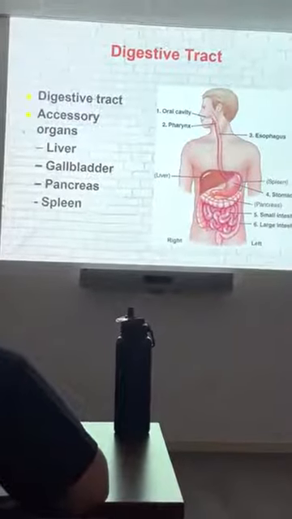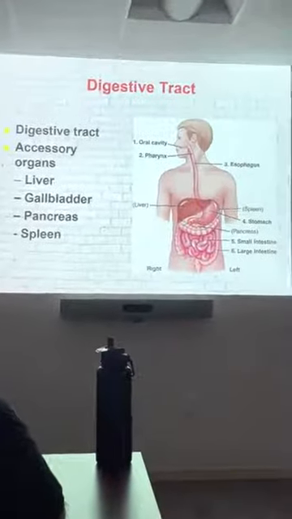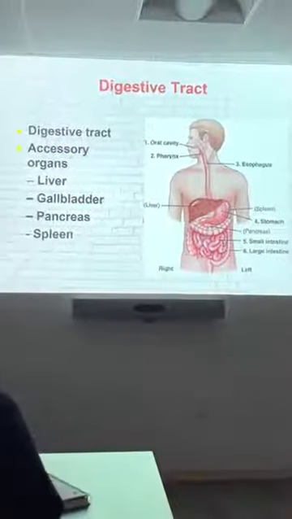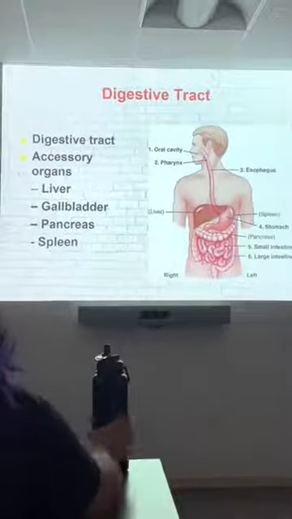Did you say accessory organs are liver, gallbladder, pancreas, and spleen? Correct. They aid with digestion. Aid the digestion process. And those are your accessory organs.